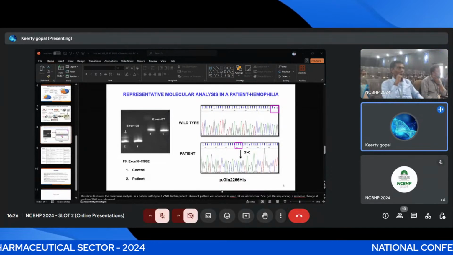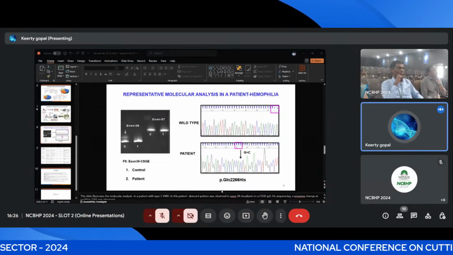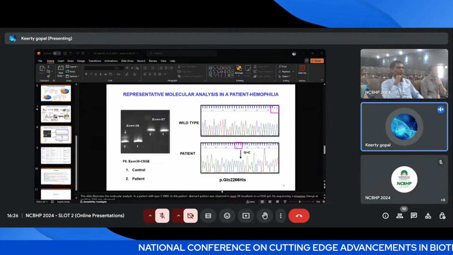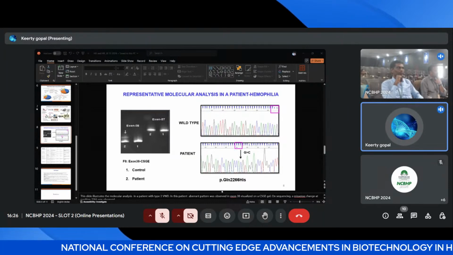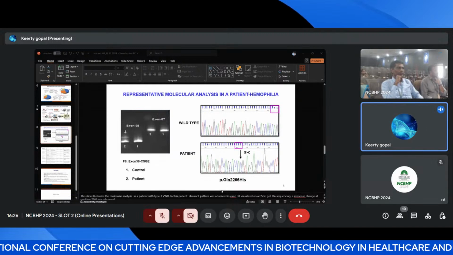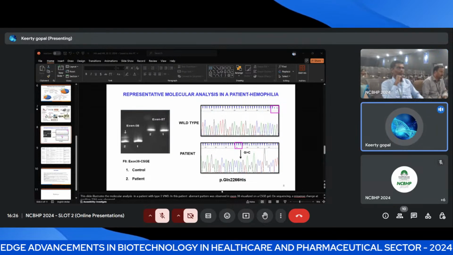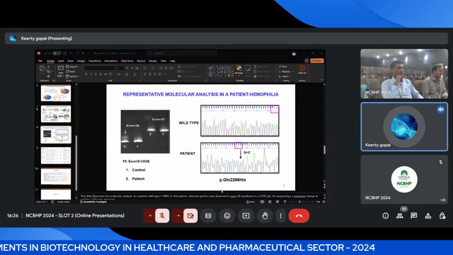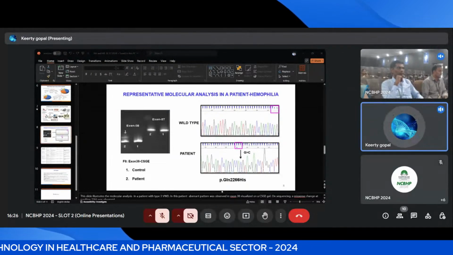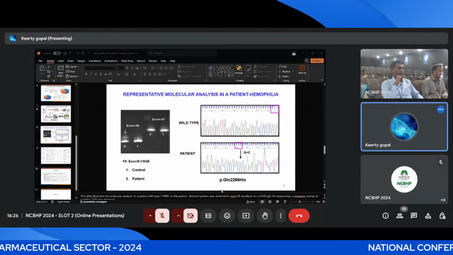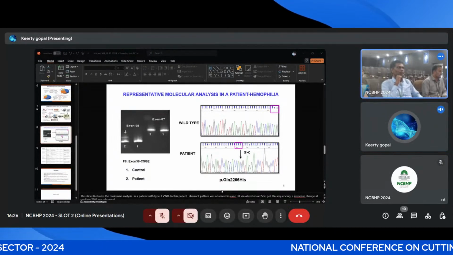For example, for factor 8, you have a certain algorithmic approach, like intron 1 and intron 22 mutations, followed by a sequencing approach. Whereas for factor 9, you can go directly for a Sanger sequencing approach. And then depending on the mutation, you categorize them. If it is a missense mutation, you need to screen for 50 normal alleles. And if it is novel, you say that it is a novel mutation. And for others, you can go back to the HGMD database and validate the mutation which is identified.